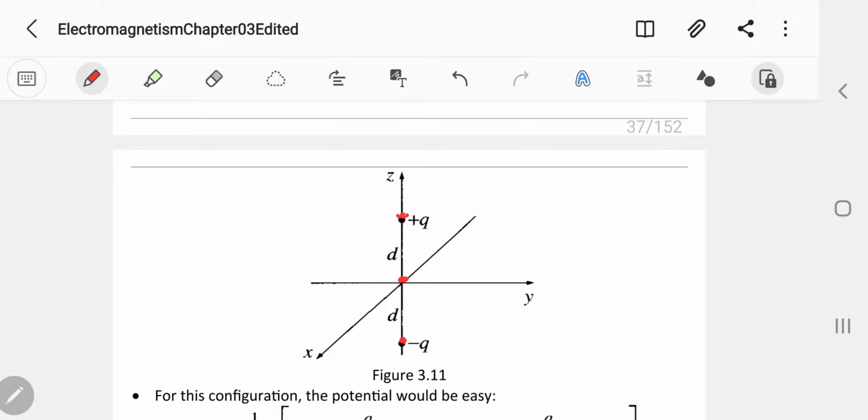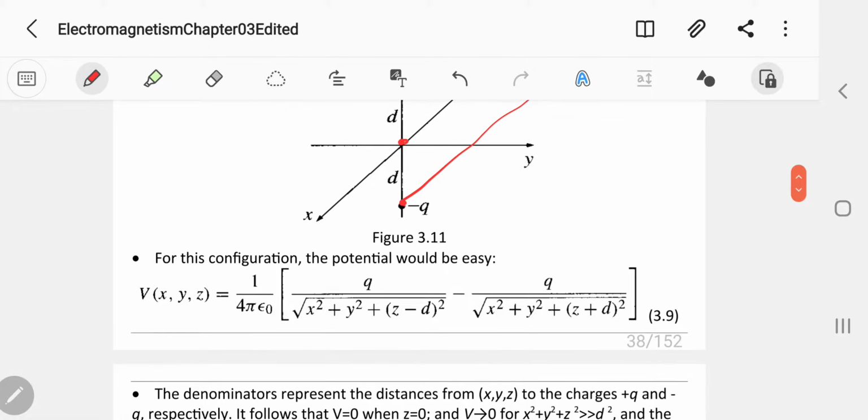Now, what is the potential here? If you put a point here, what is the potential? You have to find the distance here and the distance here and add up the potentials. We know that the potential V would just be 1 over 4 pi epsilon sub o, q over r, where r is the distance between the point and the charge. The point is where you're measuring the electric potential.